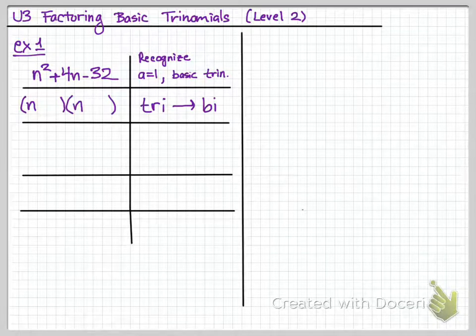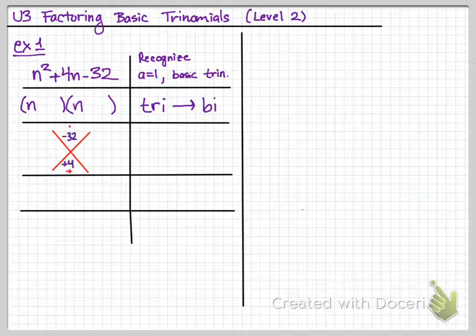And then what we use is what people traditionally or sometimes like to call the X box. Boom, you draw your big X. And on top, we notice that in a trinomial the factors of C become our factors in the binomial. So what that means is the negative 32 and the 4 give us the two factors in the binomial. The two factors must multiply to become negative 32, and they must add to be positive 4.